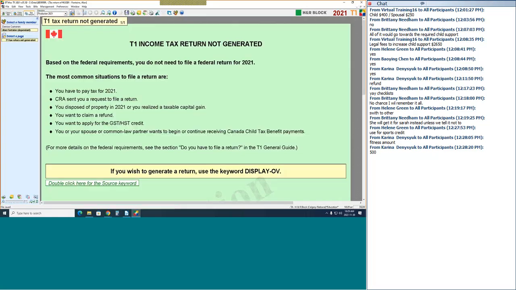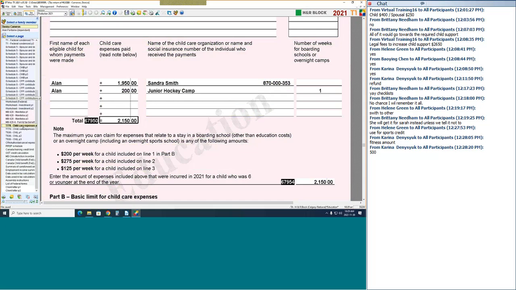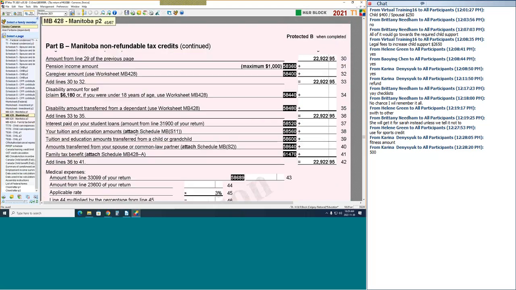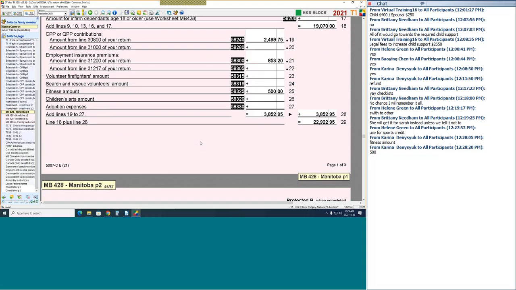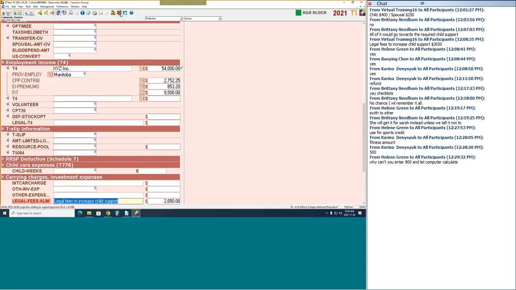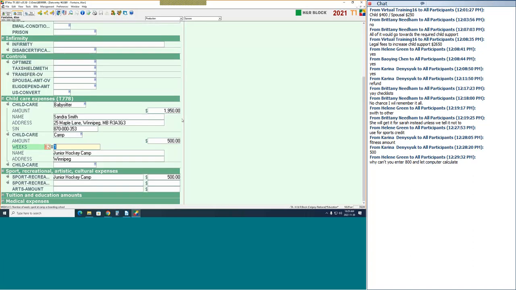And if I go to the tax return now and I go to Denise, what you're going to see is I'm getting the same amount of childcare I was before because we're limited to 200 anyway. And then if I go into her Manitoba credits, I should, if I can find the line number, have a fitness amount of $500, which is nice. Why can't I enter 800 and let the computer calculate it? It's just best practices. By doing it this way, you don't accidentally overclaim.